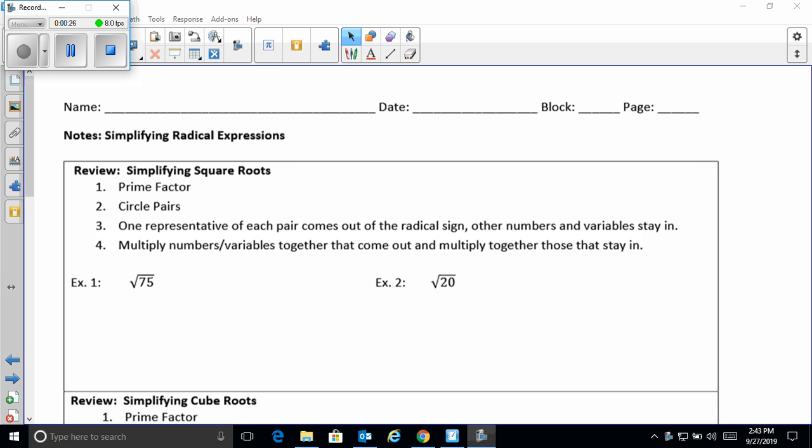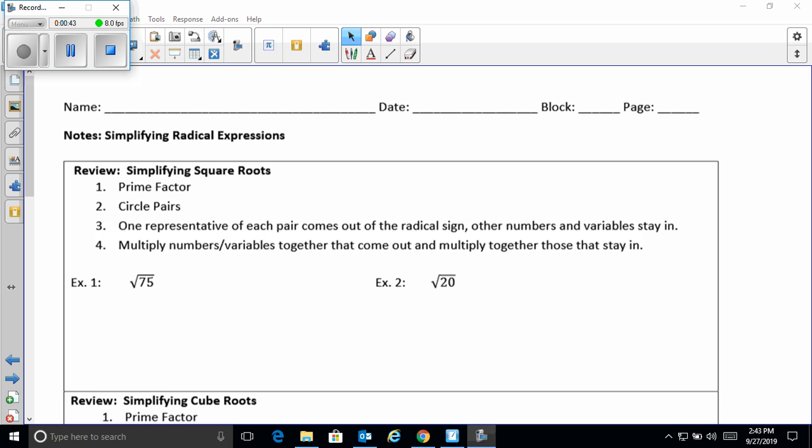We prime factor them. We look for pairs. Anything that's a pair, perfect pairs get to leave, but only one representative comes out. And anything that's not paired up has to stay inside the radical.